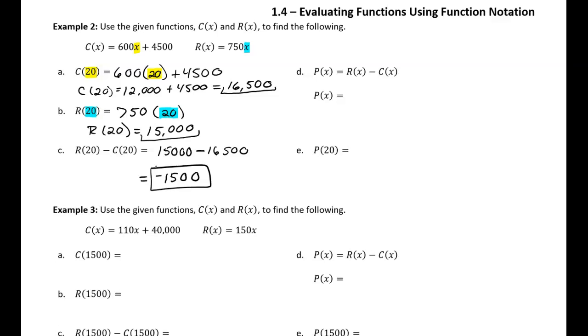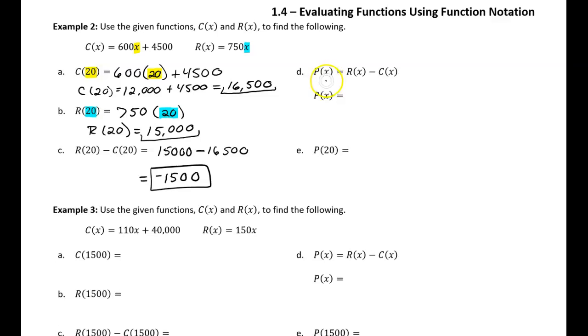So what we basically ended up doing, because we had already calculated R of 20 and C of 20, we already made that substitution for each of those. It's just a matter then of subtracting our values. So we did the operations and then we just subtracted. So that's pretty straightforward, right? Find each of them and then work with the values, with the answers. What about part D?